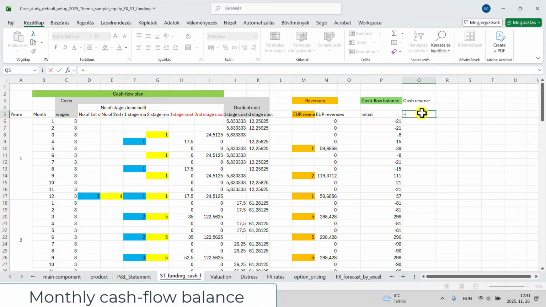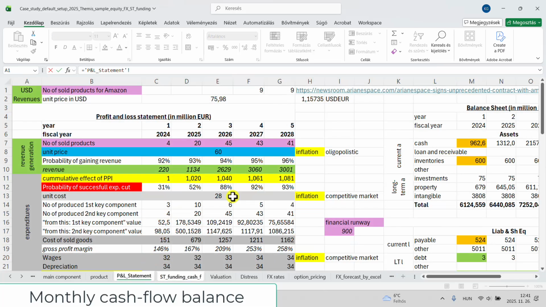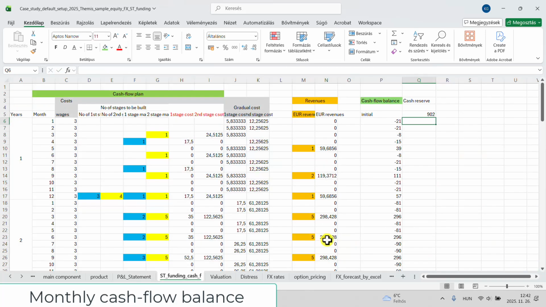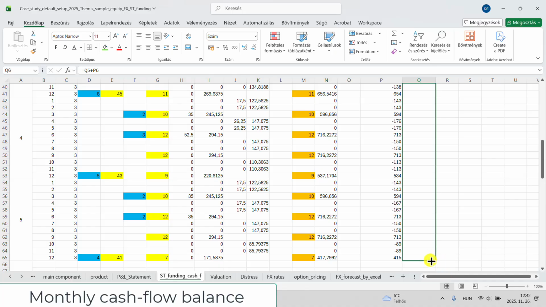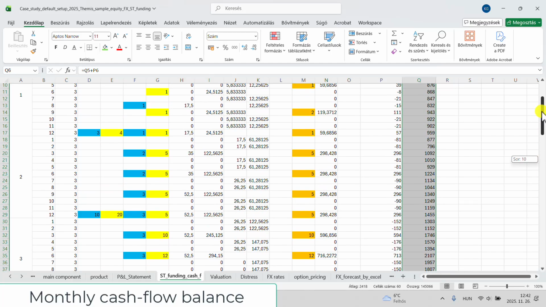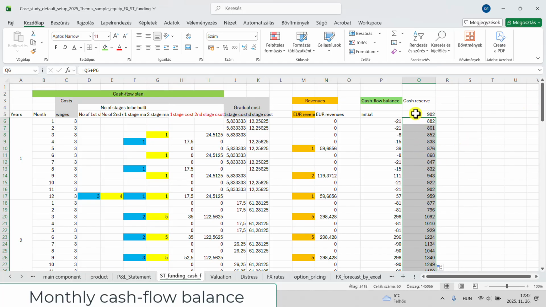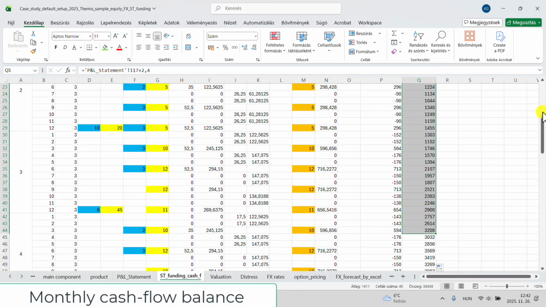Initial reserve is my financial runway, plus we had this 2.4 million euros in the bank account from the original case study. So this is what Arianespace actually had when the case study was created. And then we can say that this money plus this money here, and then we should see some changes. Hopefully it should not run to 0.